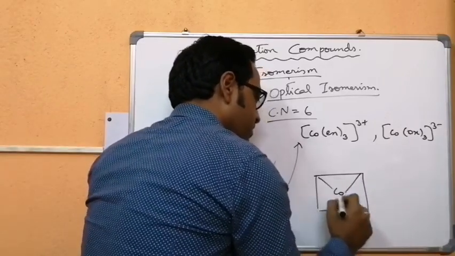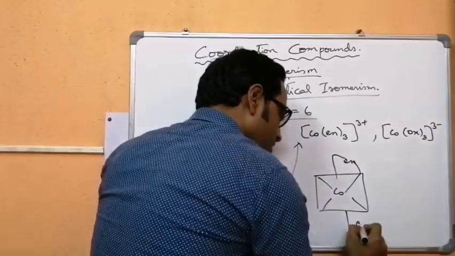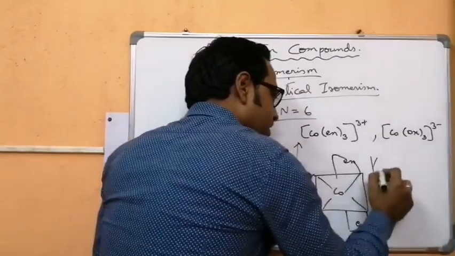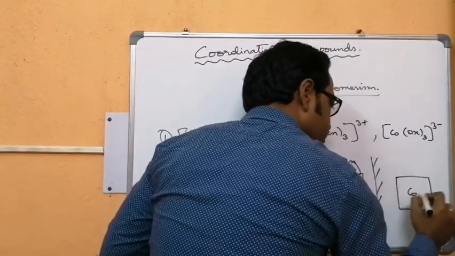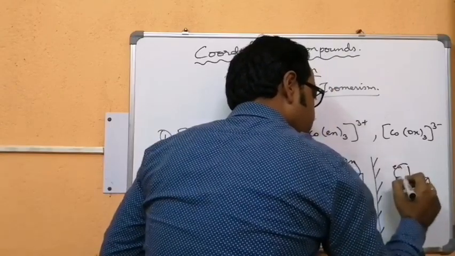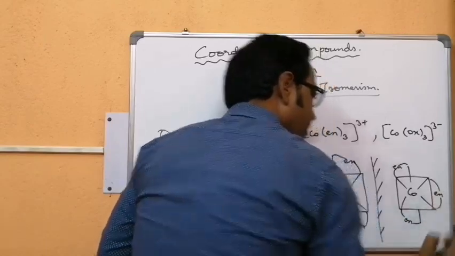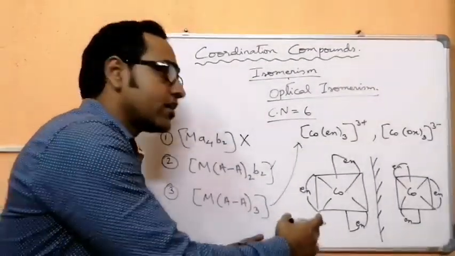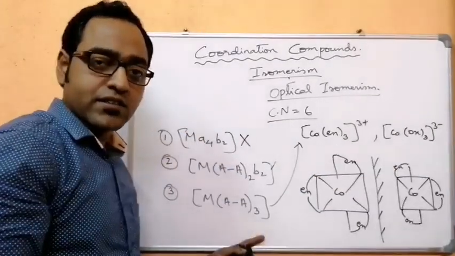Co, en, en, en. The mirror plane, en, en, en. So like this you can draw the optical isomer of Co(en)3 3+ or Co(ox)3 3-.